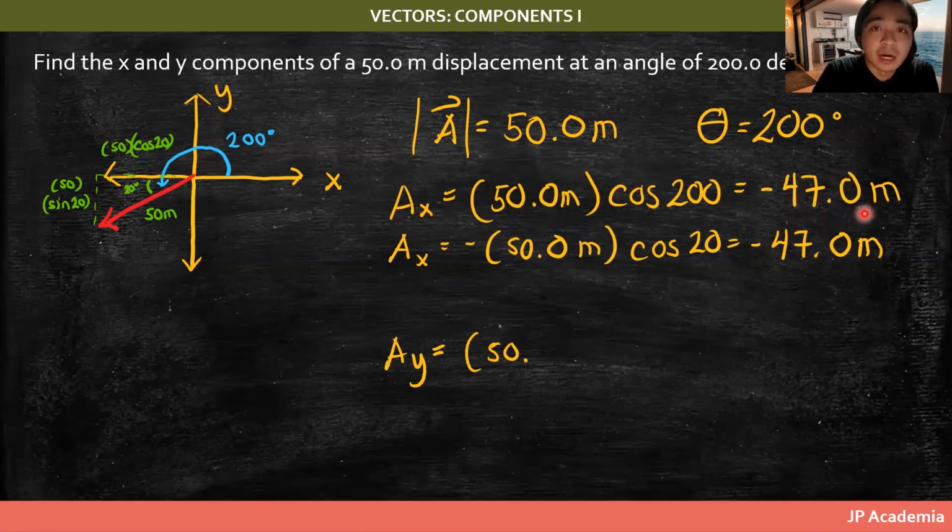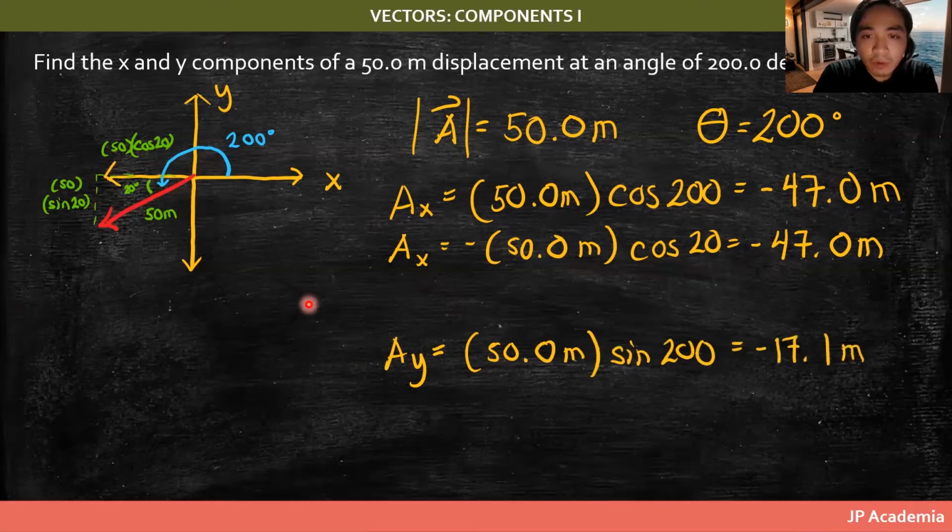Isang possibility yun. Para makuha mo yung a sub x, which is the x component, then makakuha ka ng negative 47 meters. Pero pwede mo rin gamitin tong 20 degrees dito. Pero tandaan mo lang na kapag yan ang ginamit mo, ang ating x component is negative kasi nasa third quadrant ka. Ito yung x component mo. Kaya magiging negative 50 meters times cosine 20. Therefore, you have negative 47 meters.